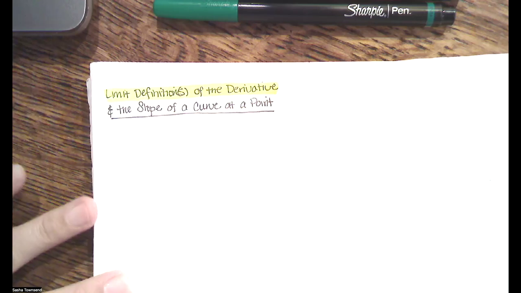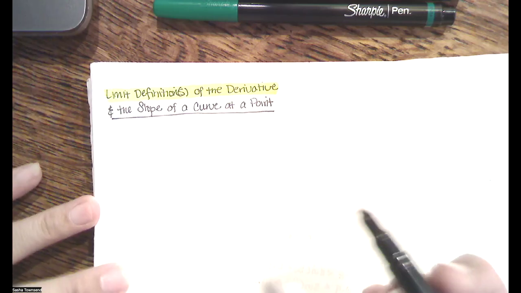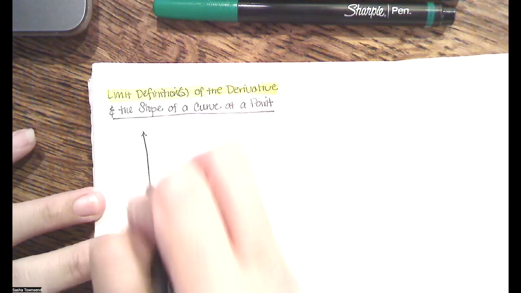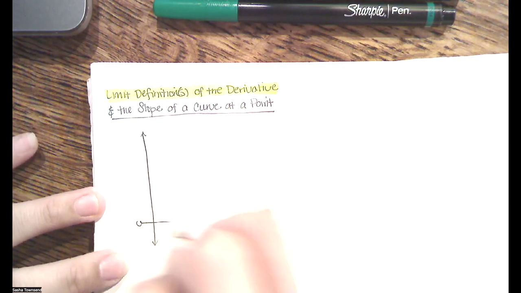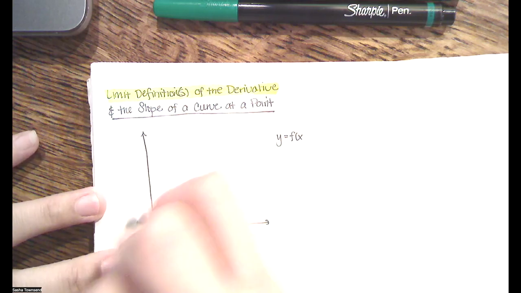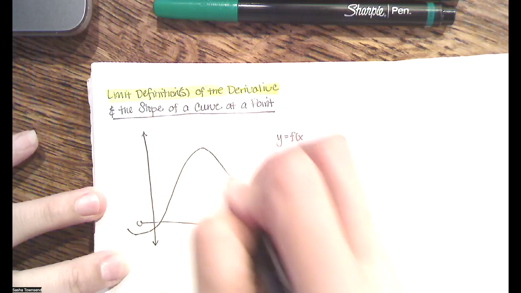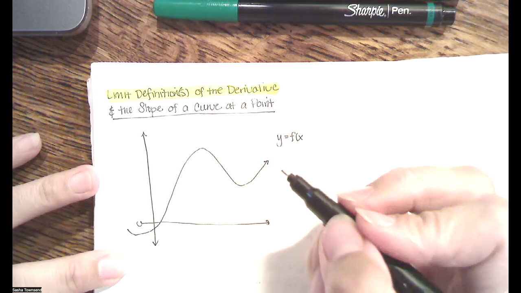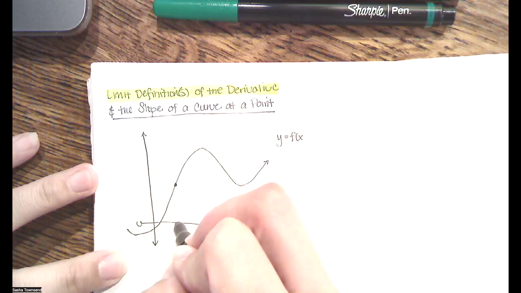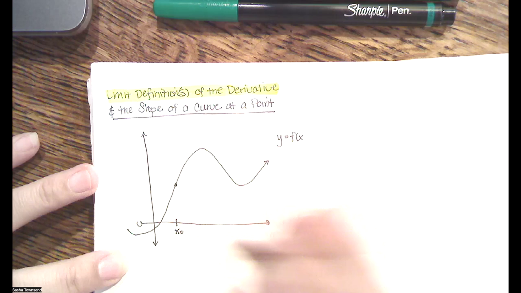In this video, we discussed limit definitions of the derivative and the slope of a curve at a point. So here's the idea. Let's say we've got y equals f of x. Maybe it looks like this. And we're interested in the slope at this location. Just going to call that x naught.